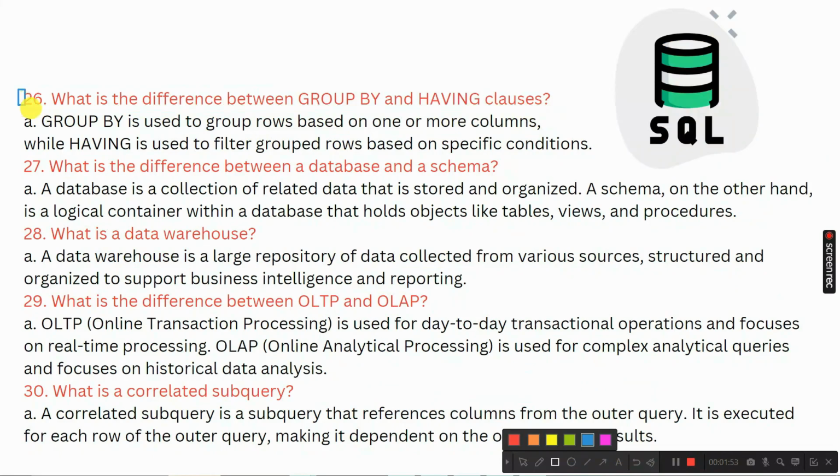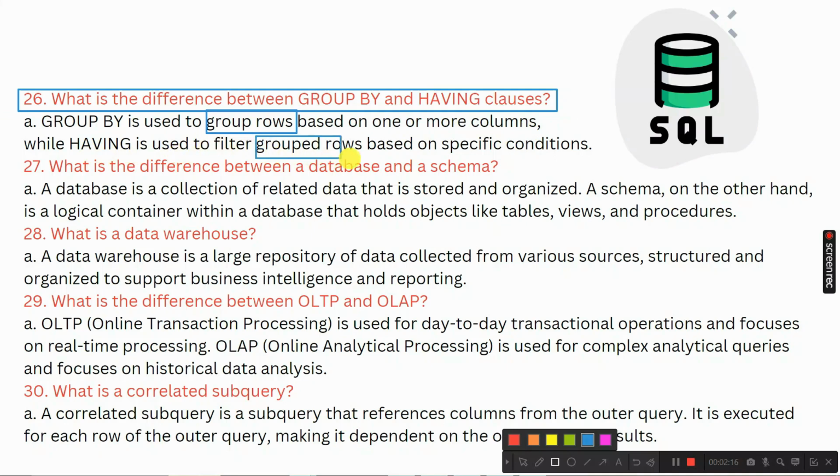Then the next question is, what is the difference between group by and having clause? This is also one of the most important questions that you may face during your interview. Remember, group by is used to group rows based on one or more columns, whereas the having clause is used to filter grouped rows based on specific conditions. This is the main difference between group by and having.